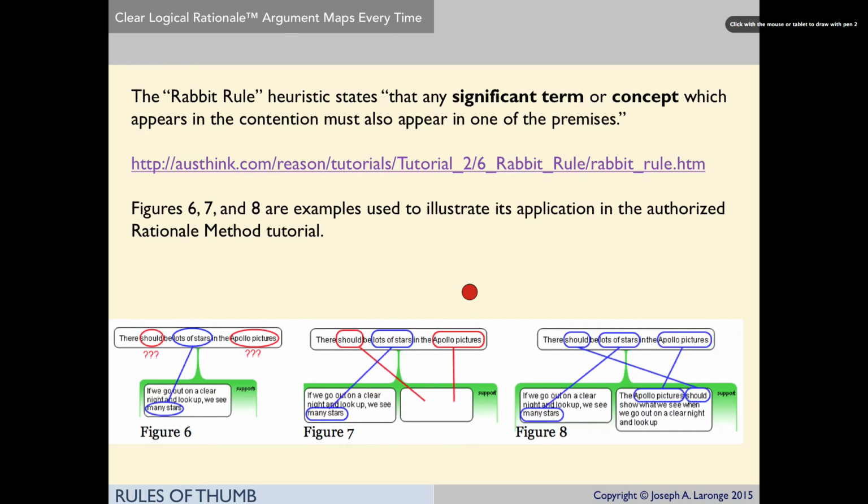So, just as a quick overview, the rabbit rule heuristic states that any significant term or concept which appears in the contention, that's the conclusion you're trying to prove, must also appear in one of the premises. You can find that discussed right here at this link. And below, from the tutorial, figures 6, 7, 8 are examples used to illustrate its application in the authorized Rationale method tutorial.